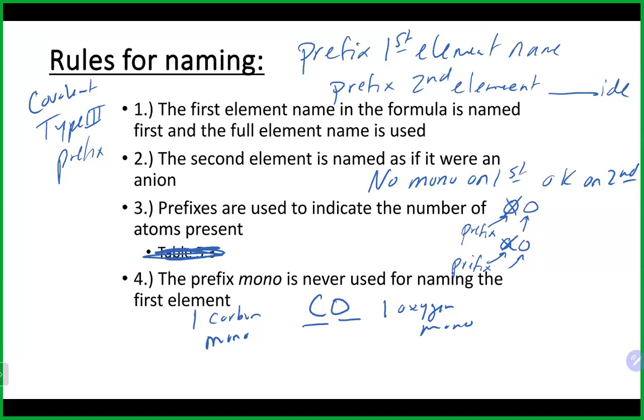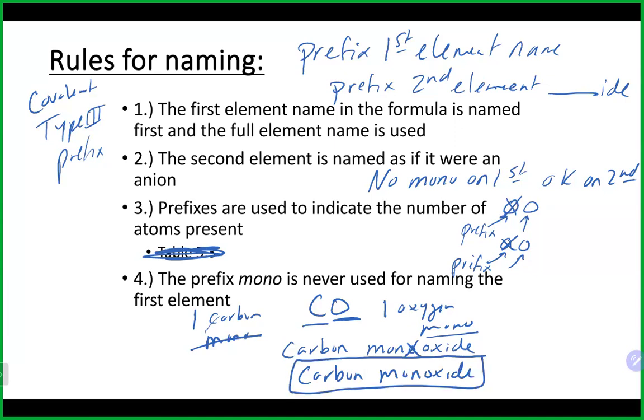Will I use mono on the first name? No, that's one of the rules. So in this case, we would just use the whole name of the element, which would be carbon. We can use mono on the second name, that's all good. So we could go with mono, and then again the second element gets the IDE, just like we did previously. So this would be monooxide. What just came back to back there? So we do not call this carbon monooxide. We call it carbon monoxide. Here we would get rid of the O, and this would be carbon monoxide.